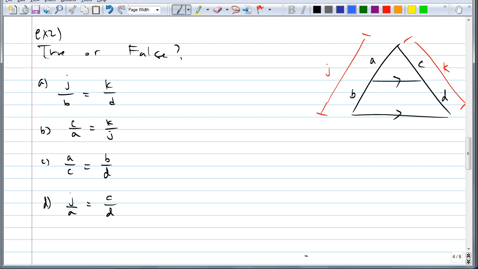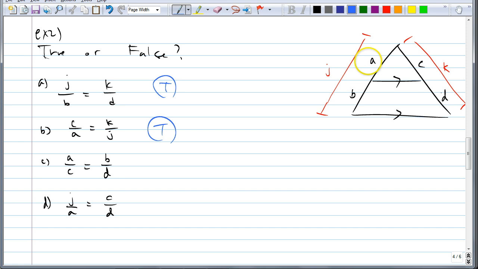So take a look at A. This whole thing, this side J to B, is that equal to K to D? Is this true? Yeah, this is true. Right? Does that make sense? You could actually work this out algebraically using all the theorems we learned. Okay, what about B? C to A is the same as K to J. Yeah, this is true. Right?